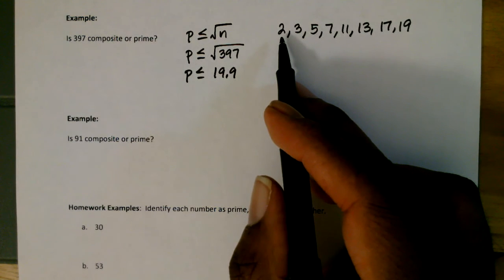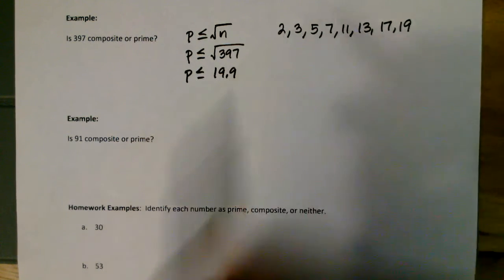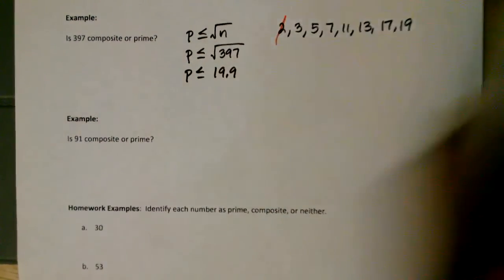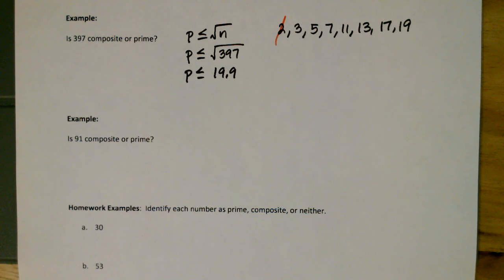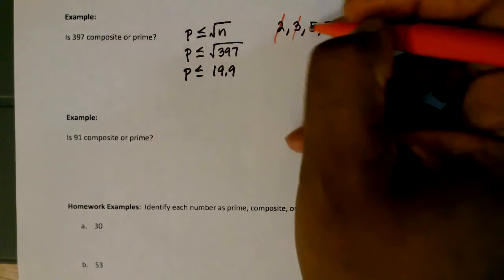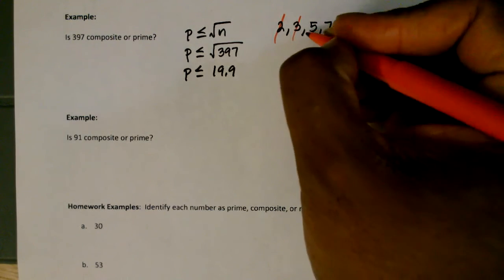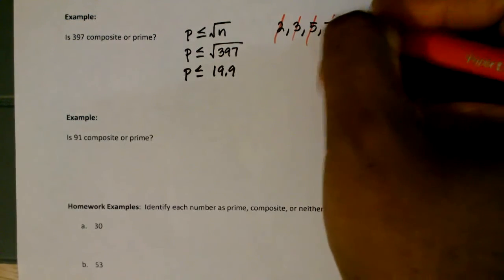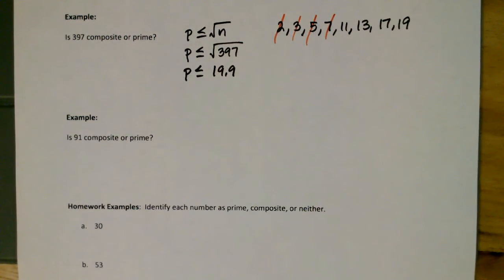Well, no, 397 is not divisible by 2 because it ends in a 7, not an even number. Let me try 397 divided by 3. And I'll tell you, I'm going to get a decimal with that one, so that's out. 397 is not divisible by 5 because it doesn't end in 5 or 0, so that's out. 397 divided by 7 gives me a decimal. 397 divided by 11 would not work either, so that's out.